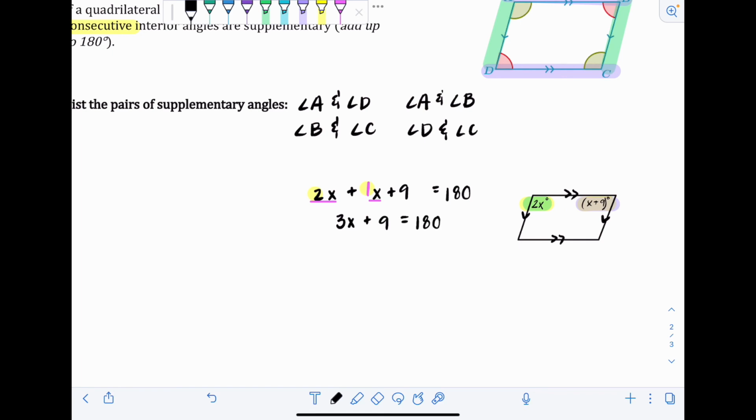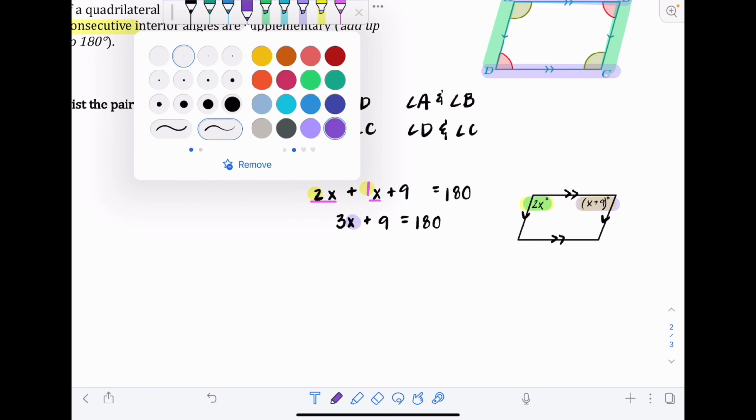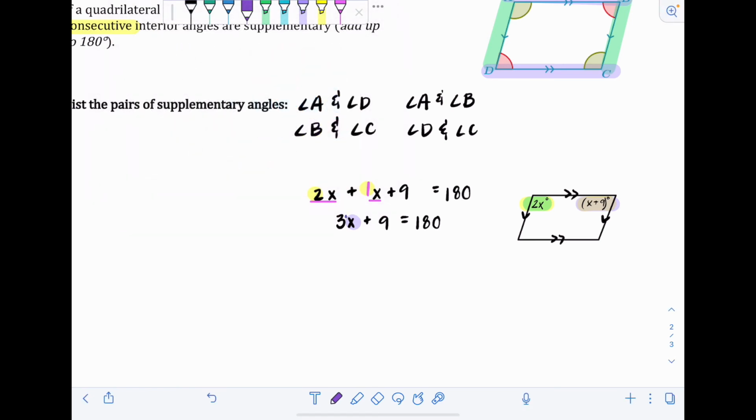Now my goal is to get x completely by itself, so I have to undo the things that are being done to it. There's a 9 being added to x, and also a 3 being multiplied by it. Usually we undo the addition or subtraction first. So I'm going to undo the 9 that's being added and subtract 9 from both sides. I'll bring down the 3x. 9 minus 9 is 0, so that goes away. And 180 minus 9 is 171.